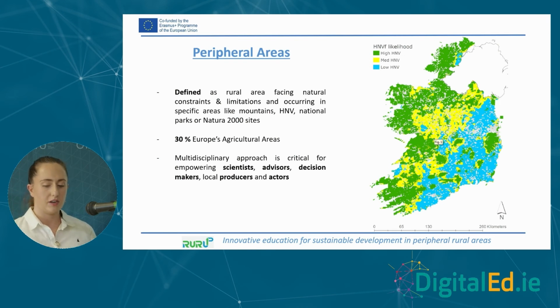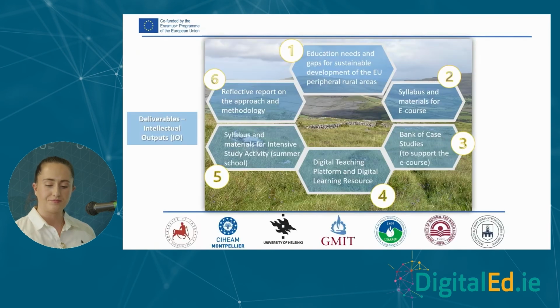Even just in an Irish context on the map, the green on the map are high nature value farmland areas in Ireland, which are peripheral rural areas. So you can see it makes up quite a portion of it. RURUP takes a multidisciplinary approach with stakeholder engagement in creating the educational resources as part of the programme.